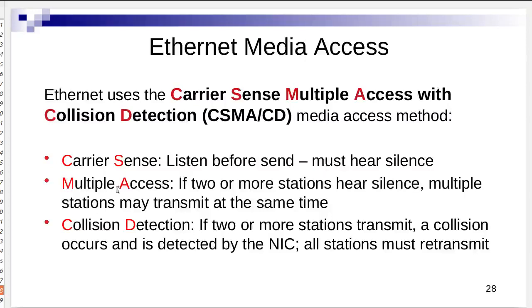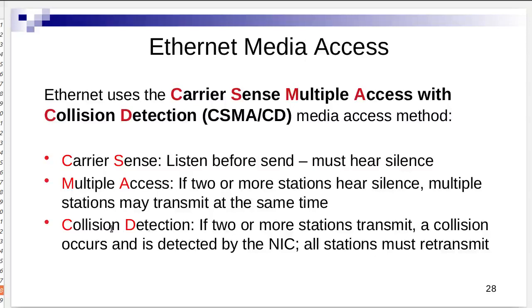You have the MA part, which is multiple access. So if 2 or more stations on the Ethernet connection hear the silence, it is possible that multiple stations may transmit at the same time. So that's the multiple access part. There's multiple stations connected to those transmit wires. If you send out a signal and there's another station transmitting at exactly the same time, you say that a collision has happened, and this can be detected by the NIC because the signals will be abnormal in some way, and so there's a collision detection part as well.